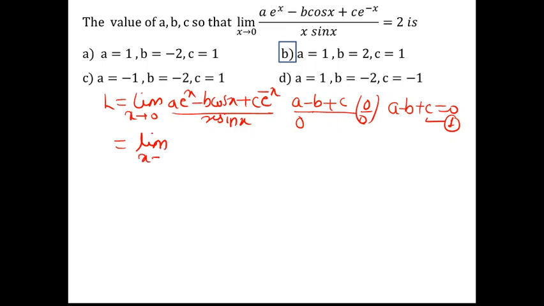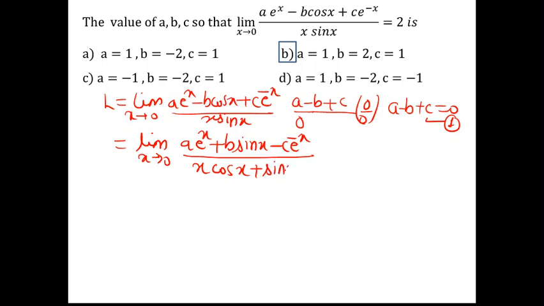So applying L'Hospital's rule, differentiating numerator and denominator independently, what we have is the derivative of the numerator like this, and the derivative of the denominator can be obtained by applying the product rule. So in this way we get the differentiation by L'Hospital's rule. Let's again apply the limit.